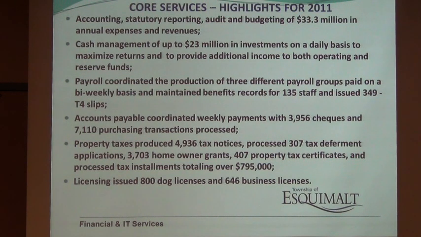Accounts payable: we do a weekly check run, and in 2011 we processed about 4,000 checks and just over 7,000 purchasing transactions. Property taxes: we produced almost 5,000 tax notices, just a little over 300 tax deferment applications, 3,700 homeowner grants, 400 property tax certificates, and we have a tax installment program where we actually collected over $795,000. And licensing issued just over 800 dog licenses and 650 business licenses.